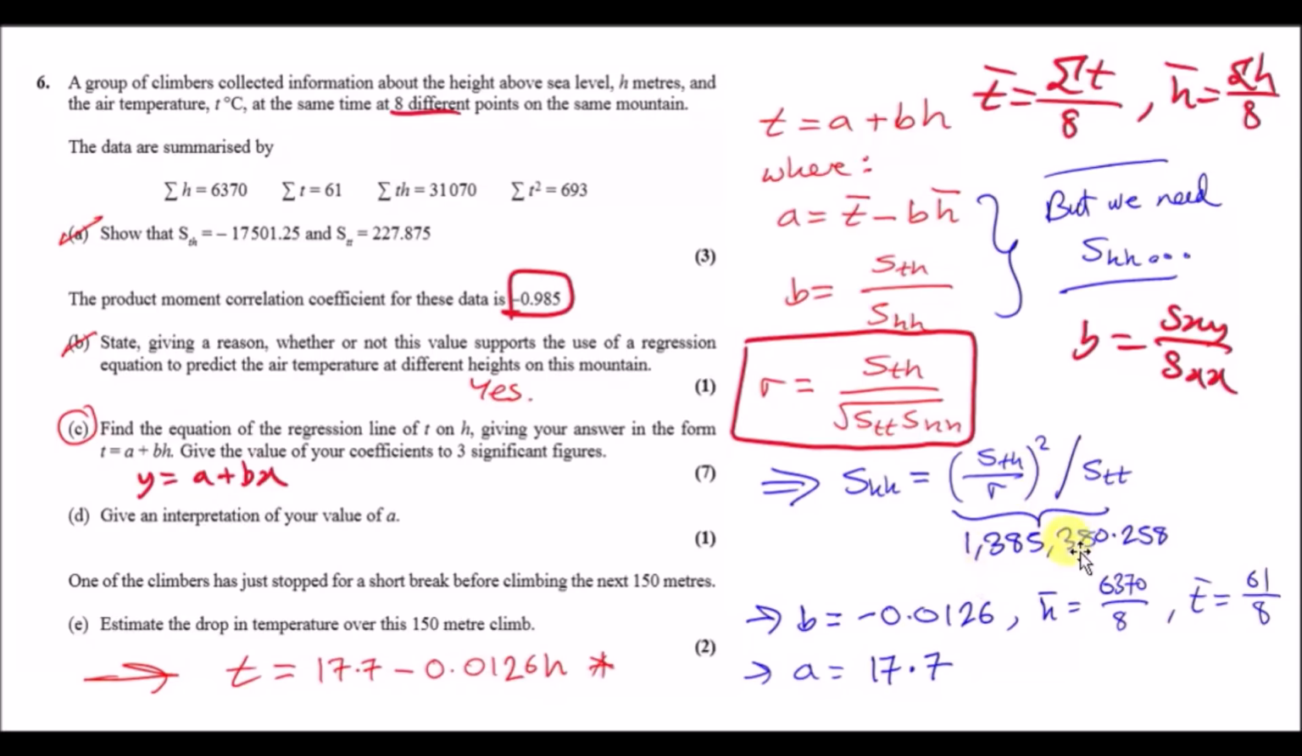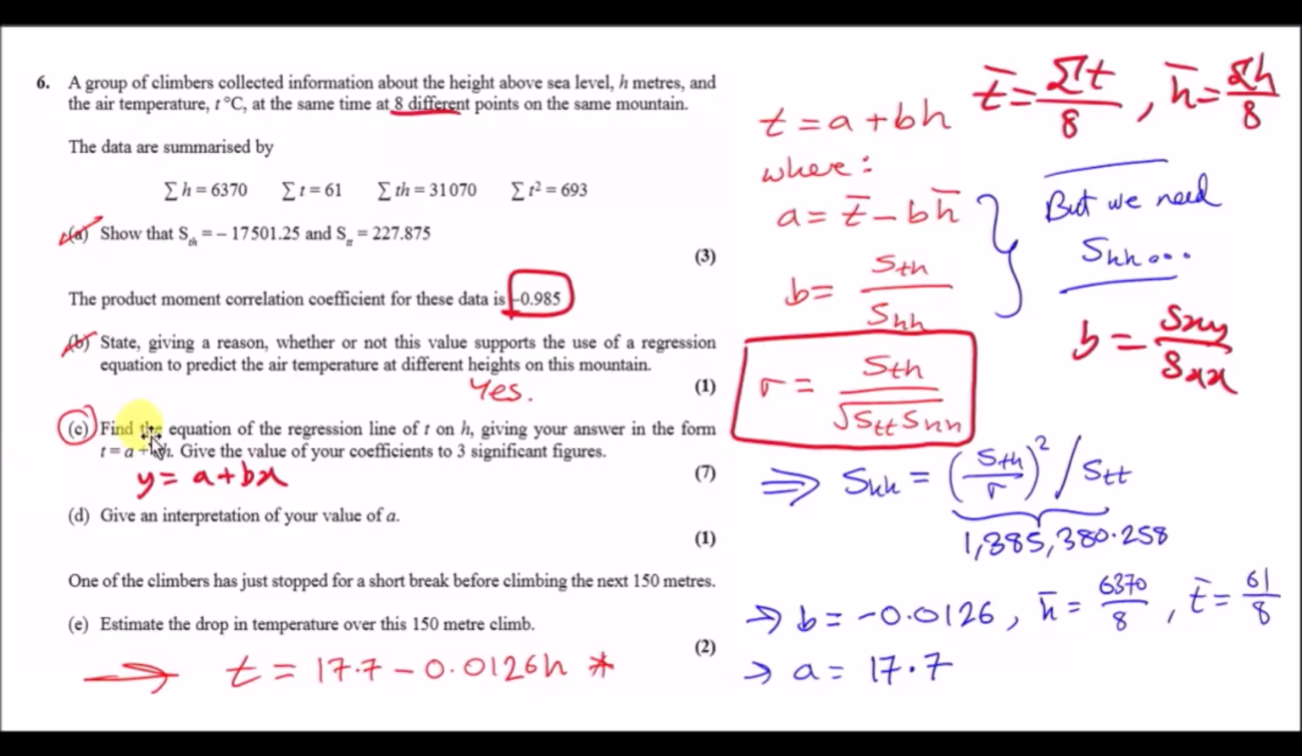Now once you find Shh, plug it back into the formula for b, which is here, and of course Sth, which is also given, to get the b value, and round it to 3 significant figures. So you should get something like minus 0.0126. And then using that b value, plug into the a equation and use t bar, which I've already given here, and h bar, plug it all in at once, and you should get an a value of 17.7. And that's literally all you have to do for C.